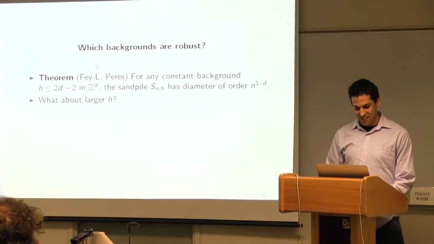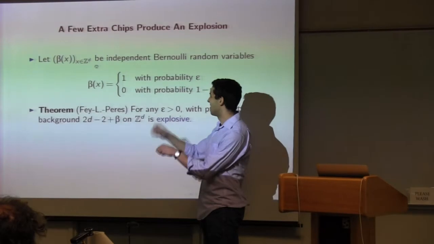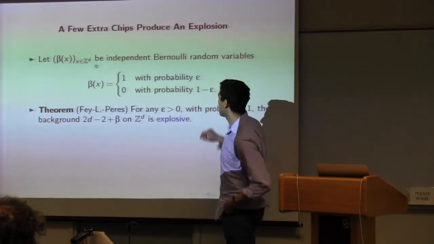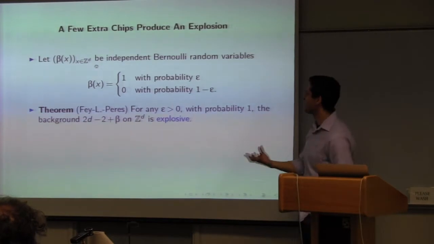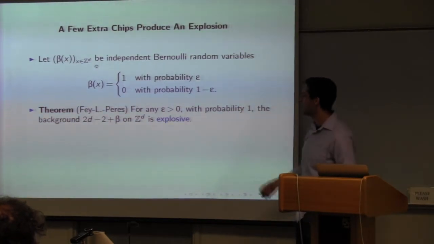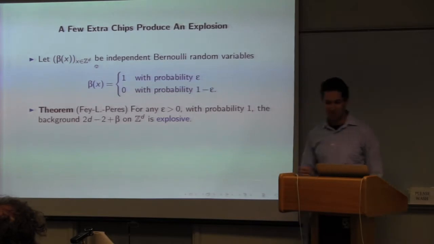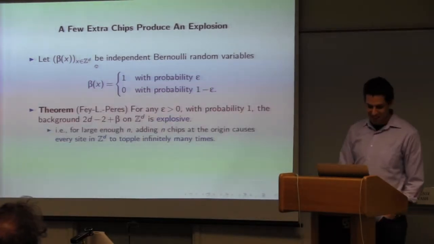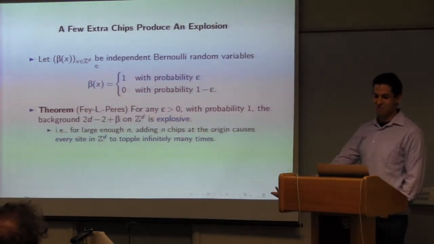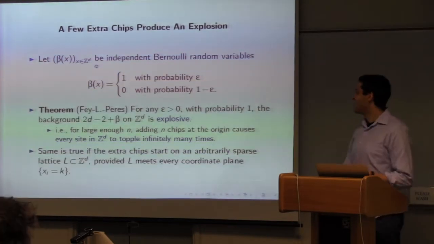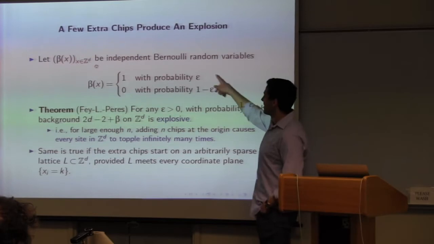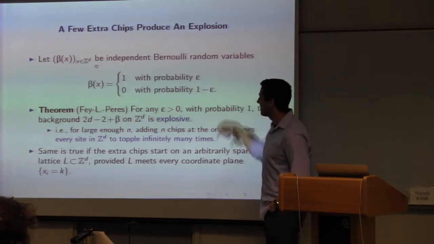So in particular, if you start with 2D minus 2 and then randomly drop additional chips, so each site independently with probability epsilon gets an additional chip, that's explosive. So in other words, if you then add n chips at the origin for a large enough n, every site will topple infinitely often. And you could ask, well, is it important that these chips were randomly placed?